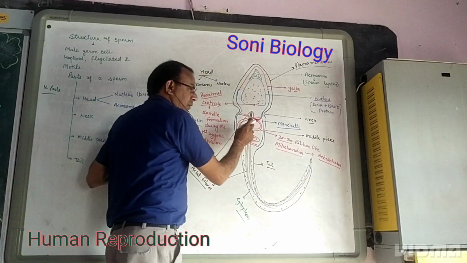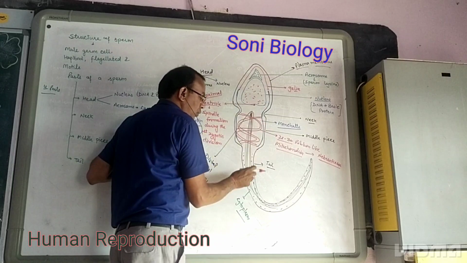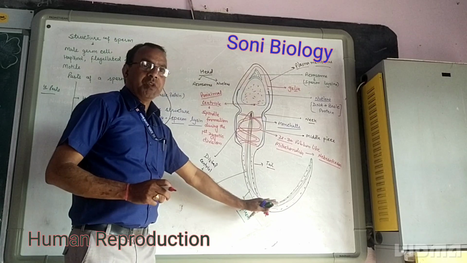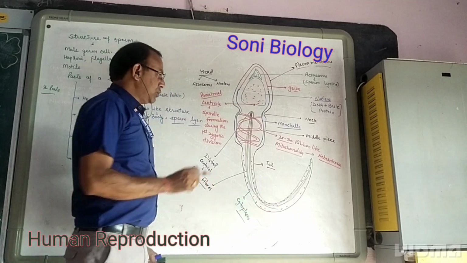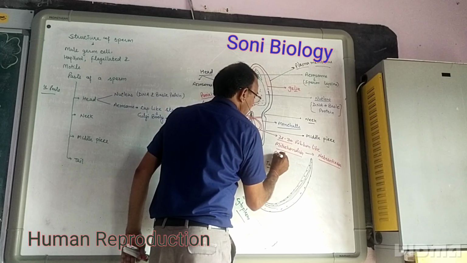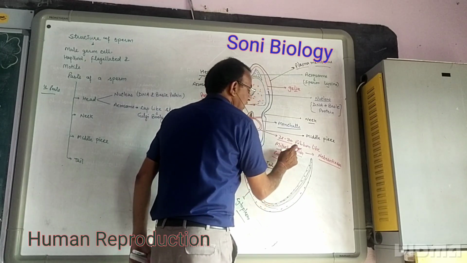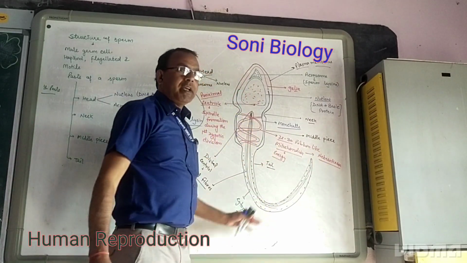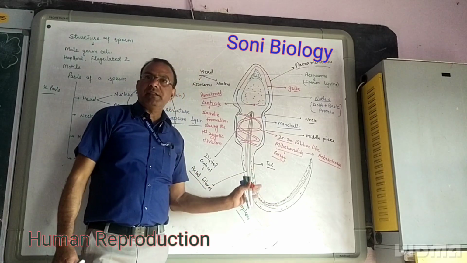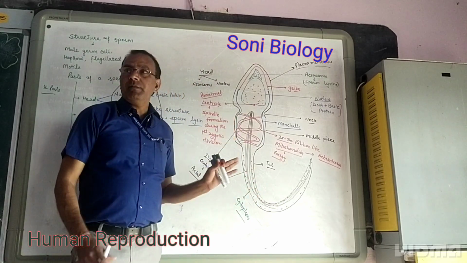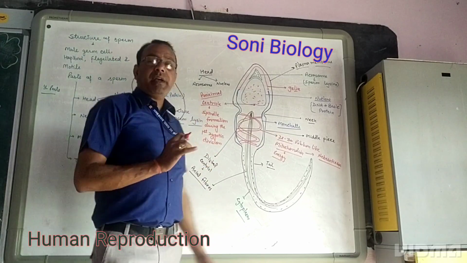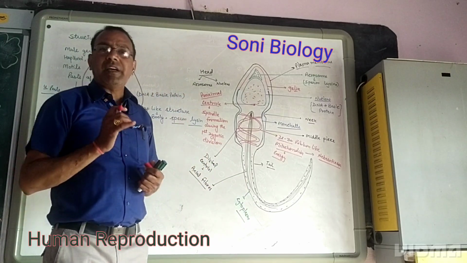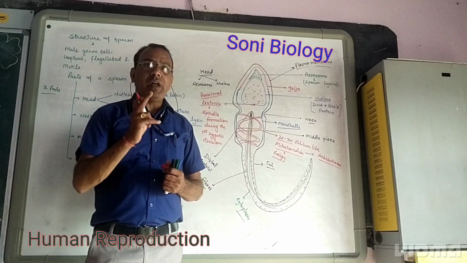The mitochondria provide the energy to the sperm so that the tail can move. This movement in the tail is produced due to the energy provided by the mitochondria, and due to the movement in the tail, the sperm can move. A sperm can swim in the semen at a rate of 1.5 to 3 millimeter in 1 minute.